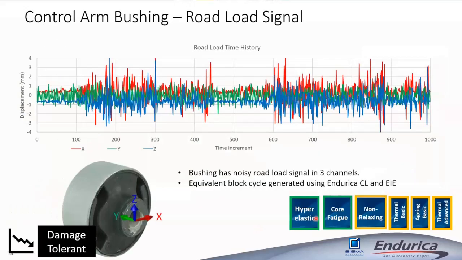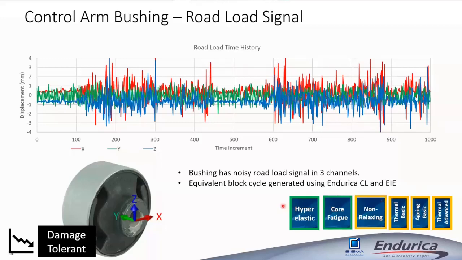Let's look at another example. This is a control arm bushing that's going to be operating under road loads with 3 input channels. Again, we're going to use our EIE tool to simplify the analysis and speed it up. In this case, we're going to do the hyperelastic, the core. We're going to do the non-relaxing, and I'm not really going to talk about this, but we certainly could model the aging and thermal effects in here as well.